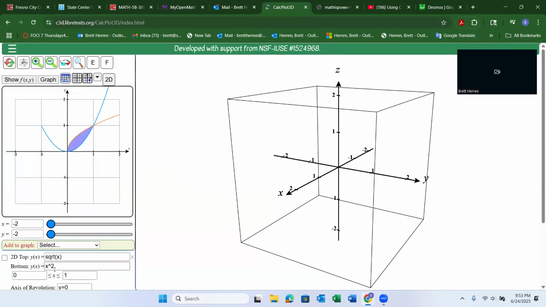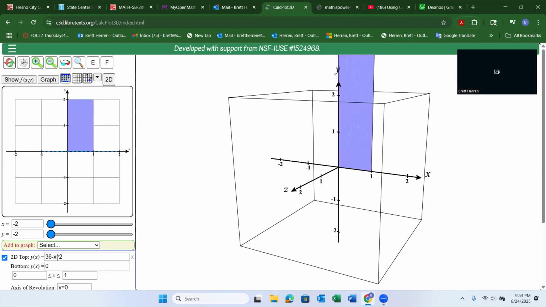You go down to surface of revolution. They have a function already in there. We want to put in y equals, what was it? 36 minus x squared. Okay. And the bottom, that's the top, and the bottom is y equals 0, right? Because that was the x-axis. Hit enter. Sometimes I forget to do this. You've got to hit enter. Boom, I just hit enter. Okay, so it did it.